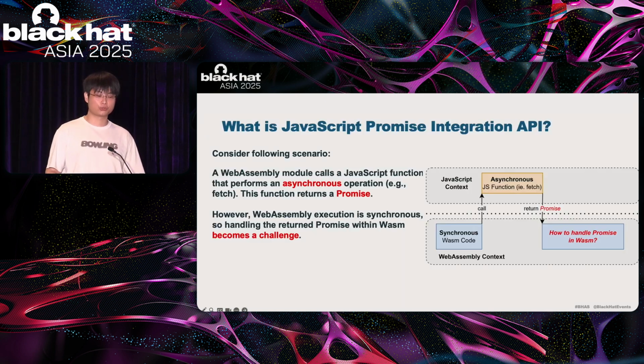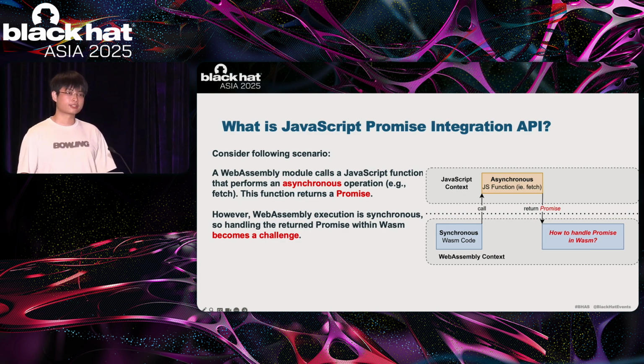First, let's introduce JSPI. In JavaScript, asynchronous programming is fundamental. When calling functions like fetch to request network resources, we expect the operation to be non-blocking, allowing the browser's main thread to continue processing other tasks instead of waiting for a response.